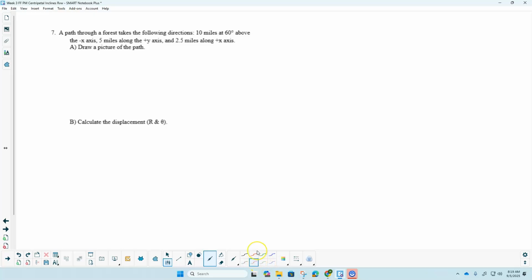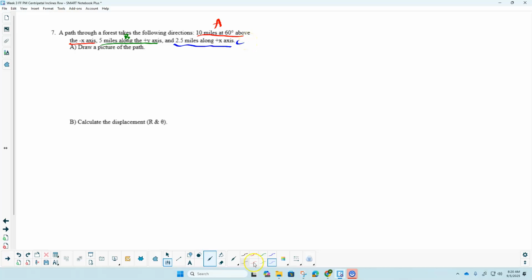Okay. So a couple more questions, we're almost done. This one is our vector question. It says a path through the forest takes the following directions. So we're going to go 10 miles at 60 degrees above the negative X. I'm going to label that A as my first vector. B, 5 miles along the positive Y. And then I'm just going to make C 2.5 miles along the positive X.